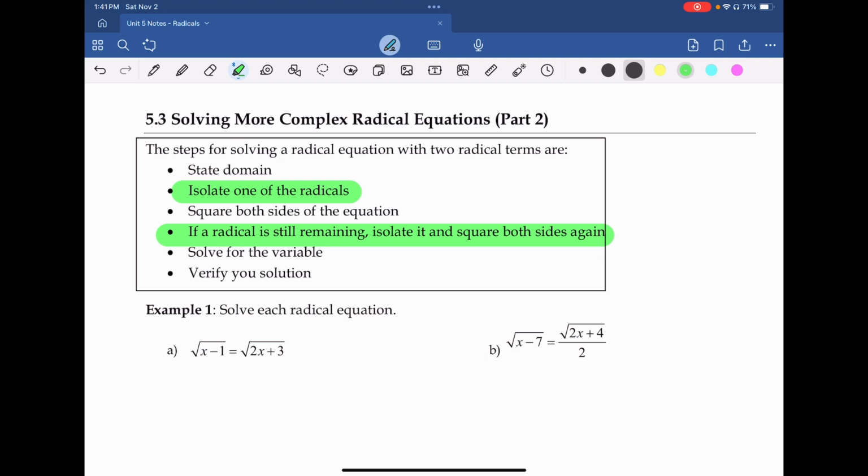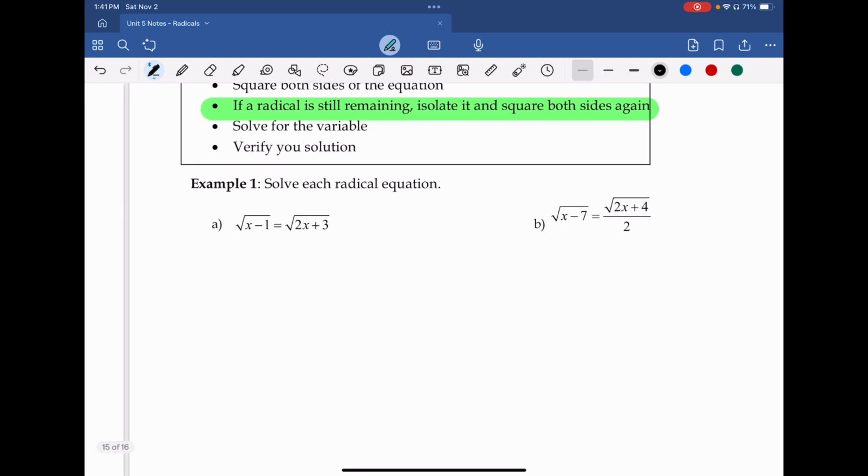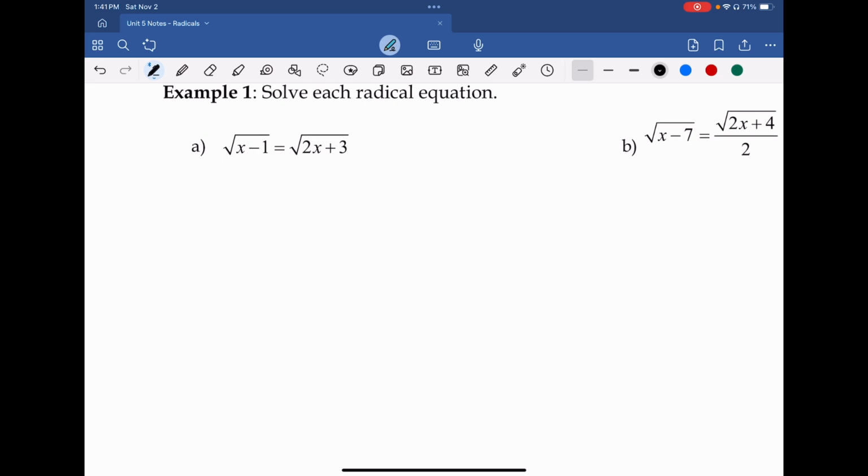All the other steps are very similar because we're just going to solve for the variable and then verify our solution. Now, these are a little bit applied for the most part. So let's go to the first one here. Again, we're going to look at this and see a double radical, which means we have to account for two restrictions. So the first restriction is where x minus 1 is greater than or equal to 0. The other restriction is where 2x plus 3 is greater than or equal to 0.